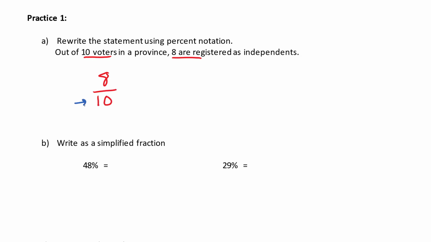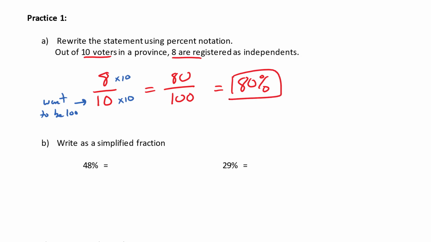What we want this number to be is 100. To do that, we have to multiply by 10. Whatever I do at the bottom, do the same thing to the top. It doesn't change the value at all. 80 over 100. Therefore, this is 80%. 80% of voters are independents.